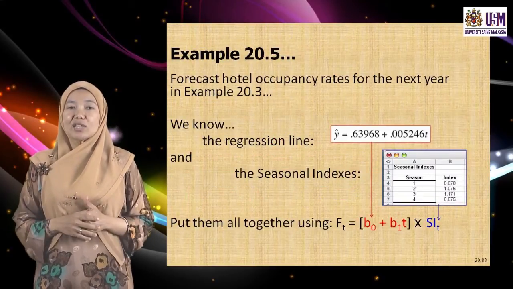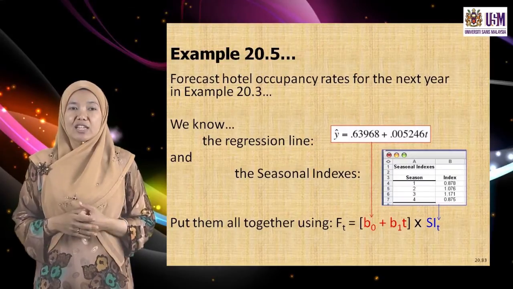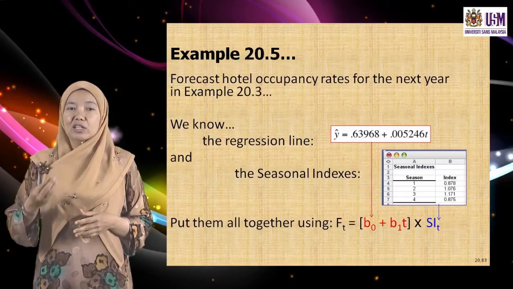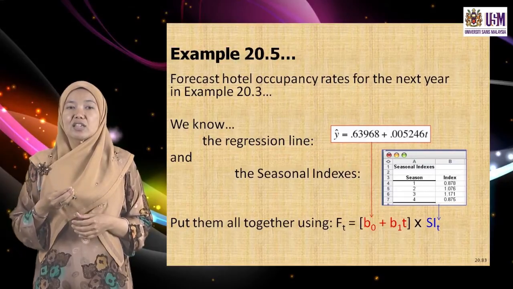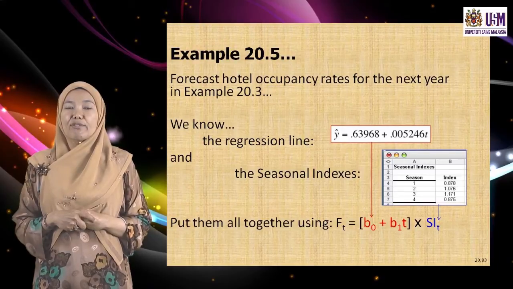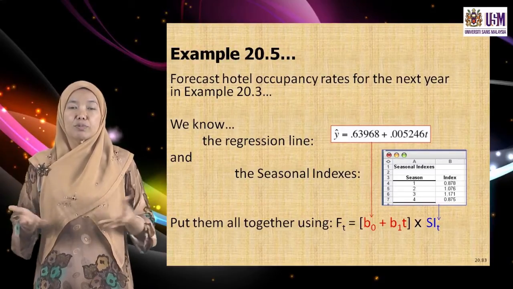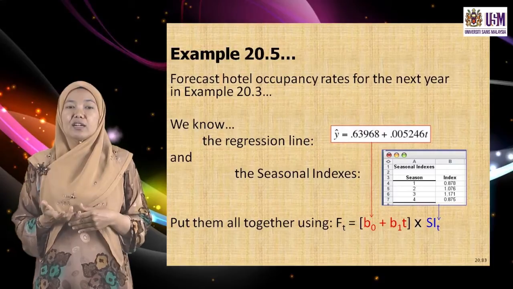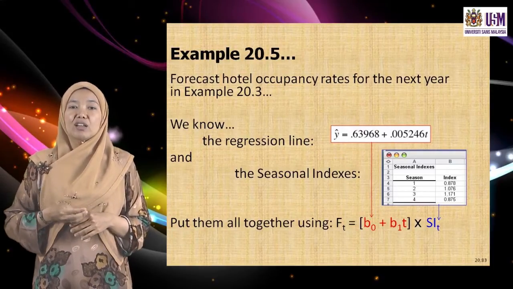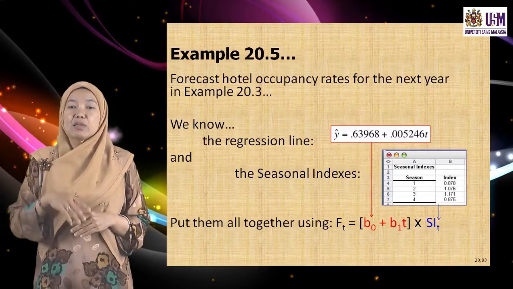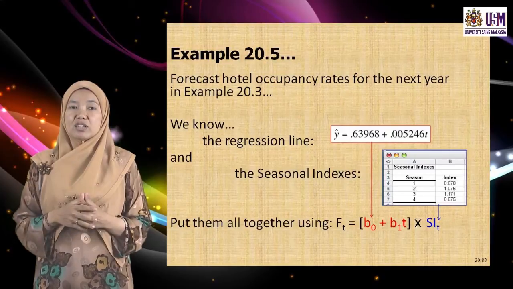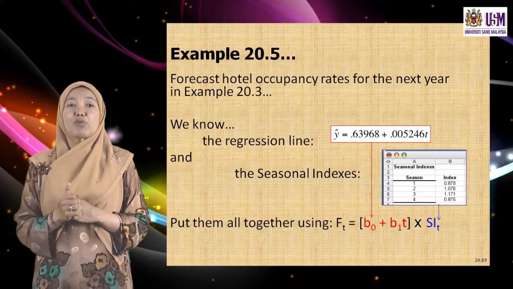Okay, let's discuss one example on forecasting. So in this example 20.5, it's still a continuation. We are still discussing the hotel occupancy rate in Bermuda. So in this case, instead of having your data for hotel occupancy rate for 2003 up to 2007, now you would like to forecast for the next year, that means beyond 2007. So this is what we are doing now in example 20.5.